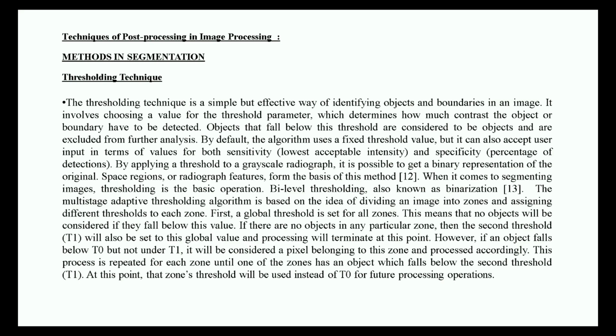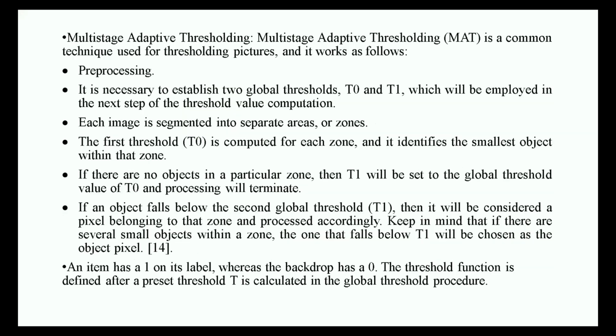First, a global threshold is set for all zones. This means that no objects will be considered if they fall below this value. If there are no objects in any particular region, then the second threshold, T1, will be set as the global value and processing will terminate at that point. However, if the image falls below T0 but not T1, it will be considered as a pixel belonging to that zone and processed accordingly. This process is repeated until we get the final image. At this point, that zone's threshold will be used instead of T0 for future processing operations.